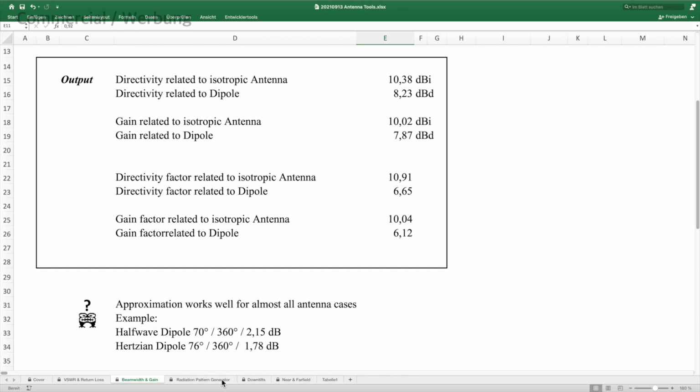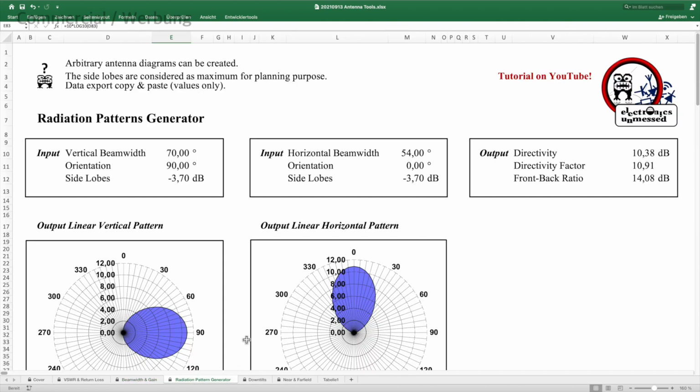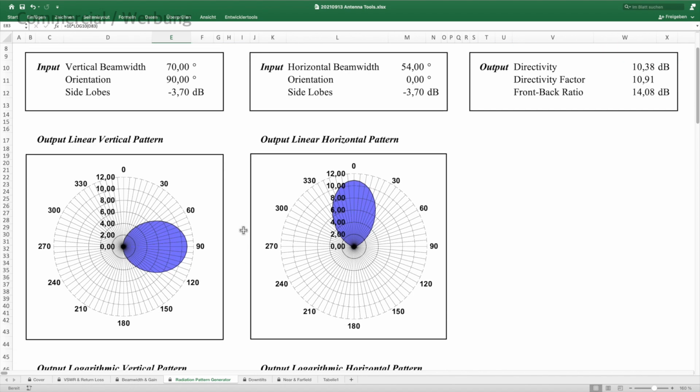Usually we get measured antenna diagrams together with other specifications. Sometimes we only know the 3 dB beam width of an antenna, or we want to have the radiation diagrams in numbers because we want to feed these into other tools. Our radiation pattern generator is able to create these. For instance, you can choose any 3 dB beam width and the tool will approximate the corresponding radiation diagrams.